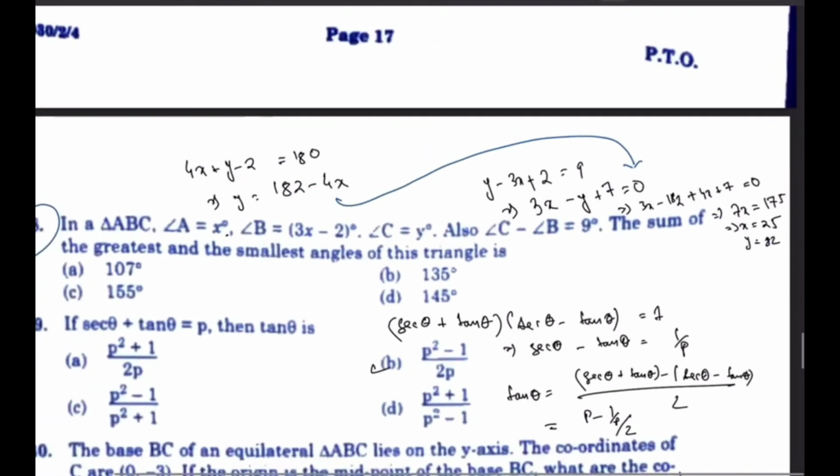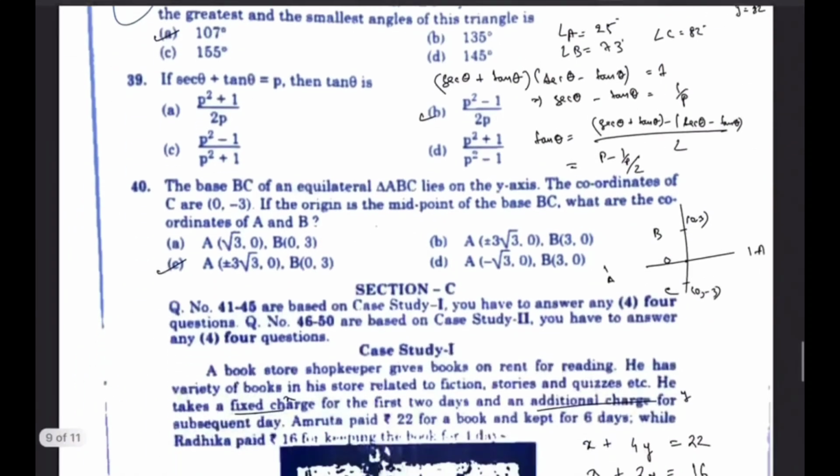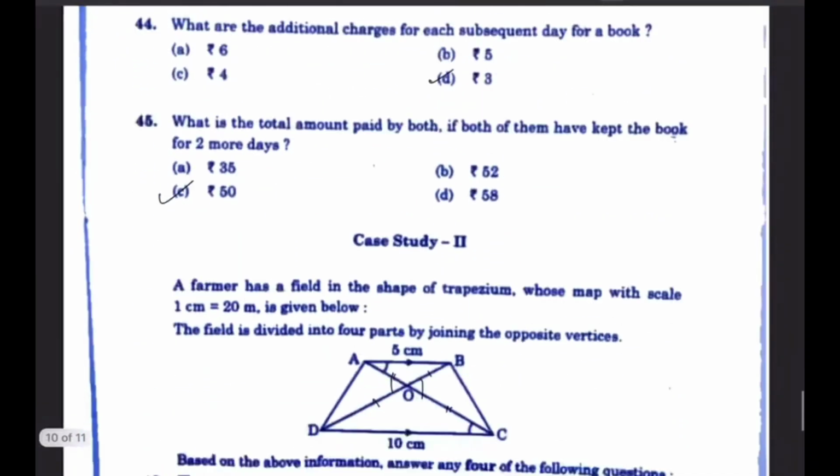If we make the substitution over that, fine. So we have angle A equal to 25 degrees, angle B equal to 75 minus 2, 73 degrees, and angle C equal to 82 degrees. 82 minus 25. Okay, 82 plus 25 is 107. Yeah, here we are. And are we left with anything else?